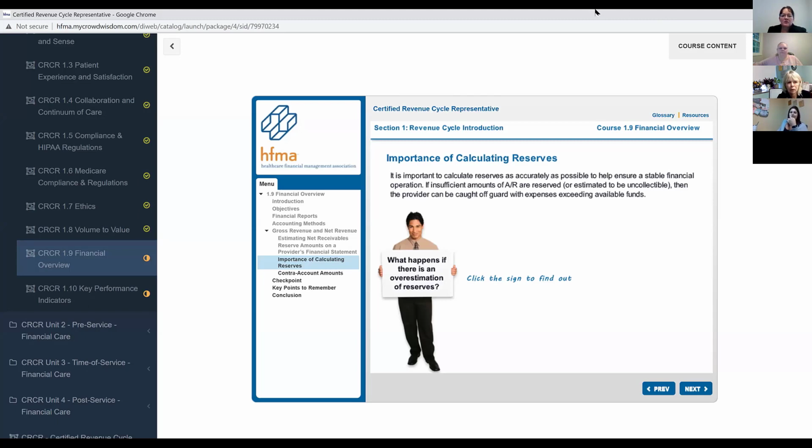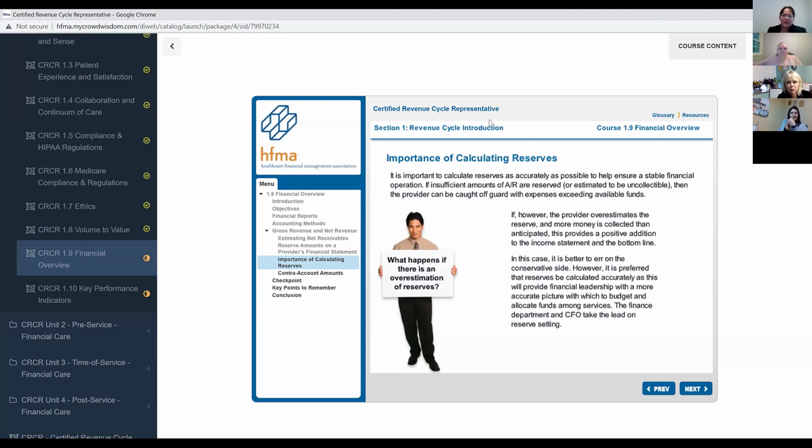If you were to underestimate your reserves, you're not going to collect enough. So it looks like you are performing better than you normally would. But again, it's always better to be more conservative than it is to be aggressive, because many decisions are made off of the financial statements, and you want them accurate for budgeting purposes and things of that nature.